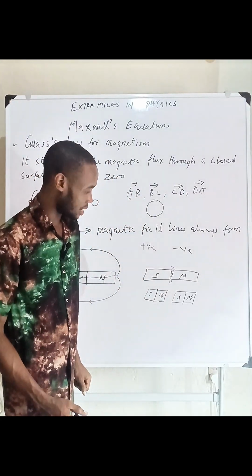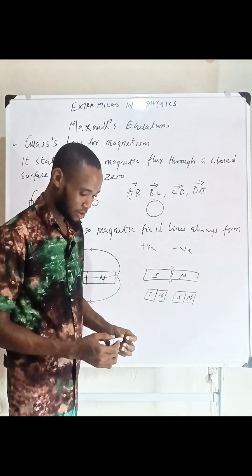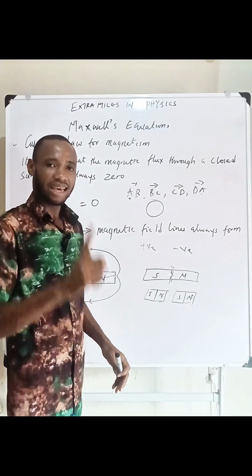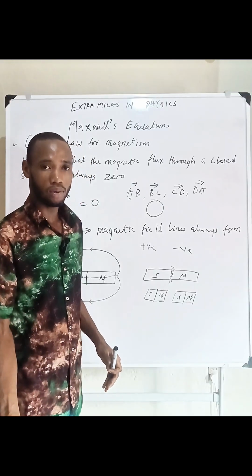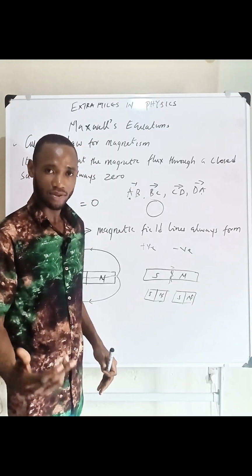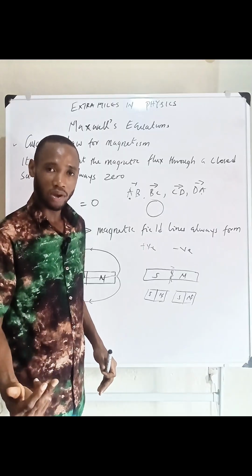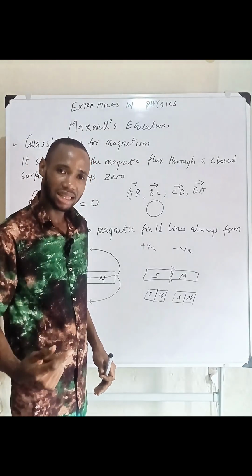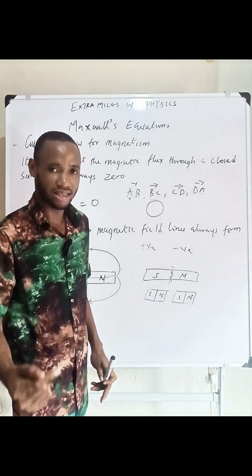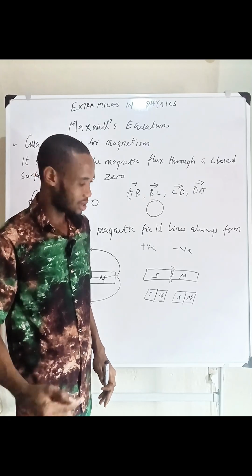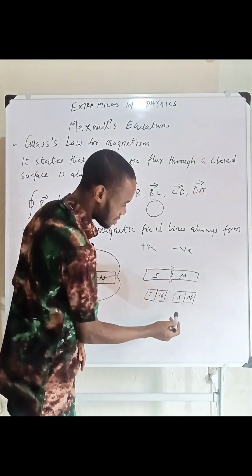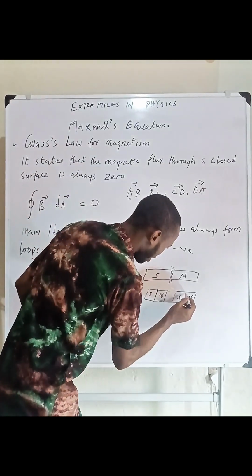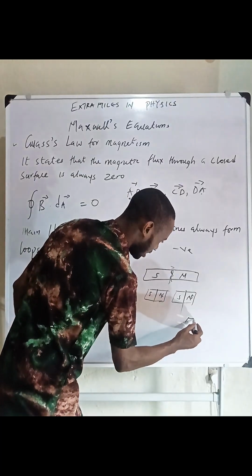So what is the physics behind this? That a magnetic field, magnets always exist as what? Dipole or beyond. That is when we have two. Monopole is when it's one. So magnetic monopole does not exist. It is always equal to what? Zero.